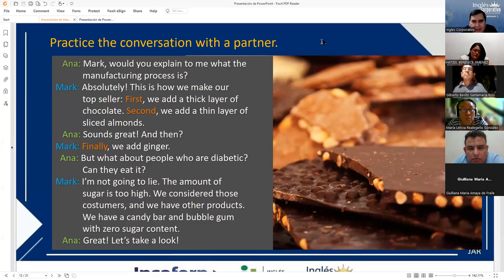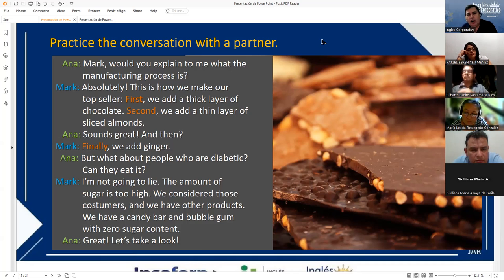Mark, would you explain to me what the manufacturing process is? Absolutely. This is how we make our top seller. First, we add a thick layer of chocolate. Second, we add a thin layer of sliced almonds. Sounds great. And then finally, we add ginger. But what about people who are diabetic? Can they eat it? I'm not going to lie. The amount of sugar is too high. We consider those customers, and we have other products. We have a candy bar and bubble gum with zero sugar content. Great. Let's take a look.